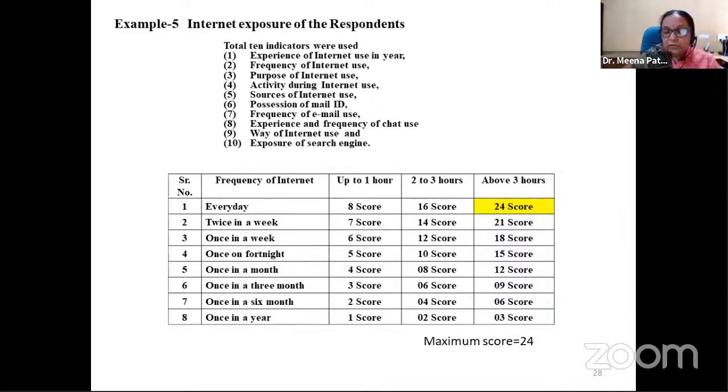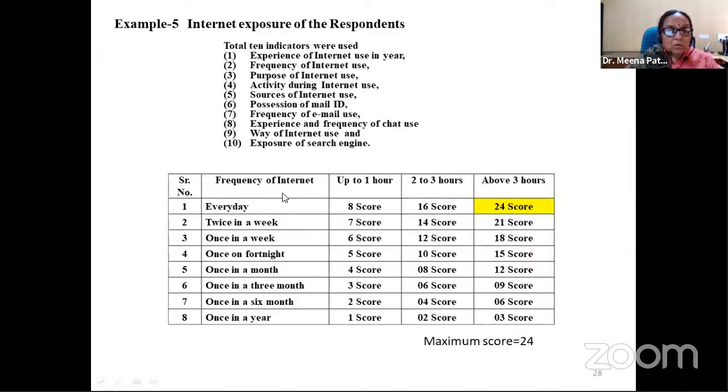See another example for weightage score or index score, how we can give it, say for example, internet exposure of the respondents. Exposure again is a very big word, and you have to find out a number of things in exposure. As you are going with internet, you have to find out first: a total of 10 indicators were used to find out the exposure. Experience of internet use in years. Experience in years will give you quantitative data. So measure that quantitative data and place it on the scaling. Frequency of internet use is the second one. You have to develop a table like this: frequency of internet use every day, twice in a week, once in a week, fortnight, month, 3 months, 6 months, or year.